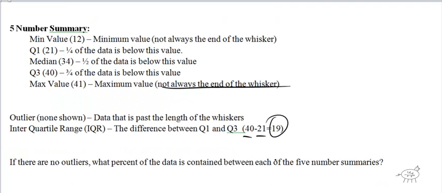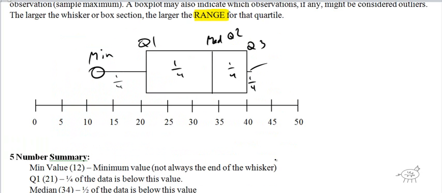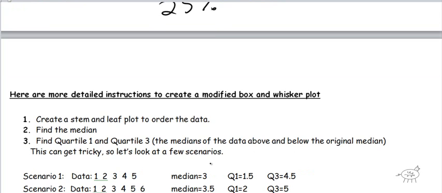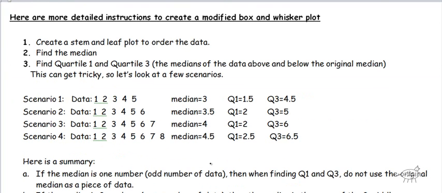Okay, if there are no outliers, what percent of the data is contained between each of the 5 number summaries? Well, we just talked about that. How much is in each of the 5 number summaries? 25%. Very important. Okay? All right, so let's do a little bit more investigation here with modified box and whisker plots, and then we'll actually create one.